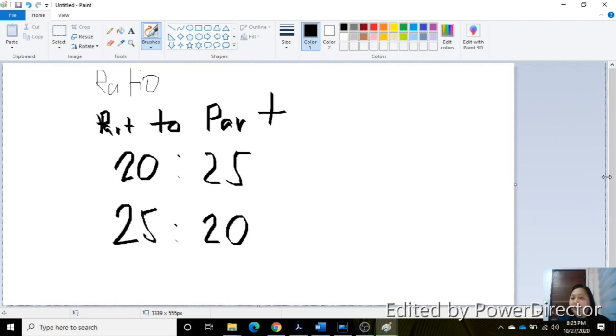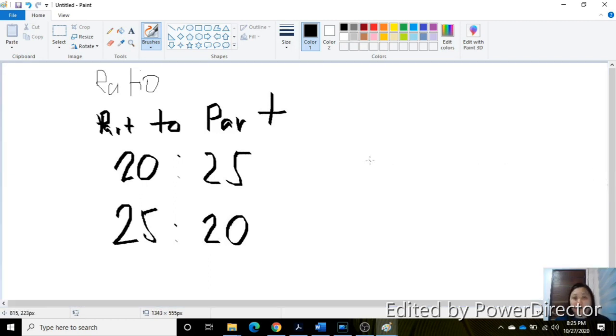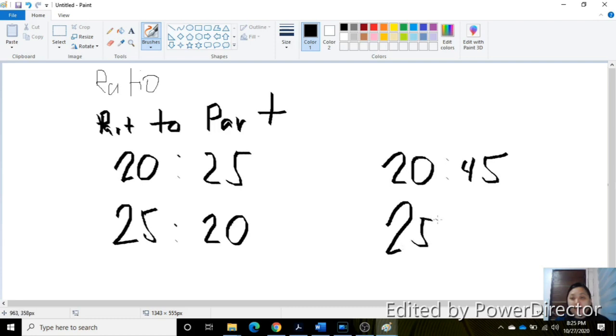Kapag naman part to whole, we're pertaining to the total at saka yung isang part. For example, 20 is to 45. May 20 babae sa 45 na klase, sa 45 na students. Pwede ring 25 is to 45. May 25 na lalaki sa 45 na estudyante.